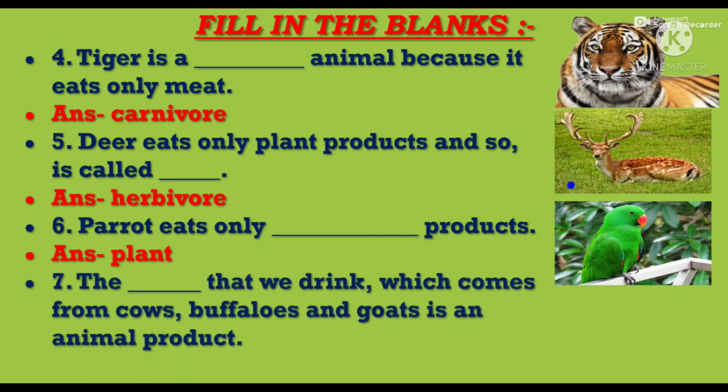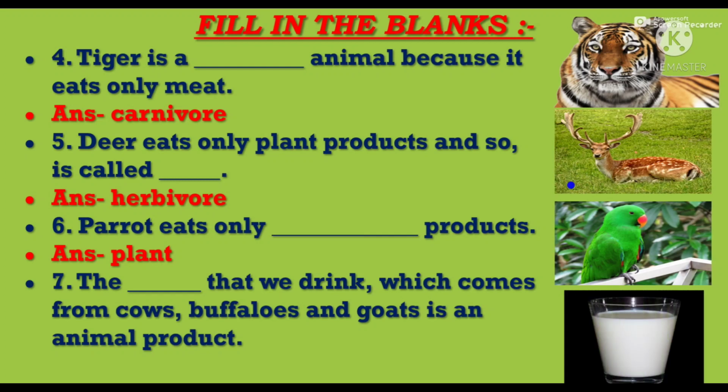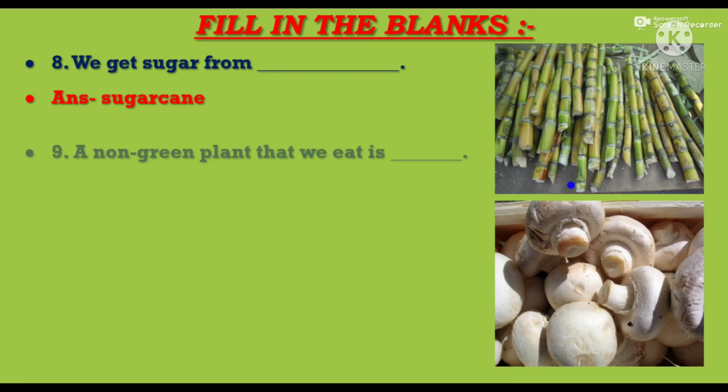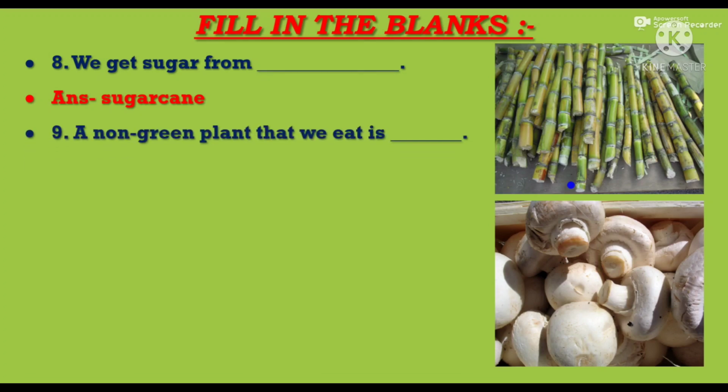The milk that we drink, which comes from cows, buffaloes, and goats, is an animal product. So next question, we get sugar from dash. You can see the picture. We get sugar from sugar cane. Next question, a non-green plant that we eat is, you can see the picture, mushroom.